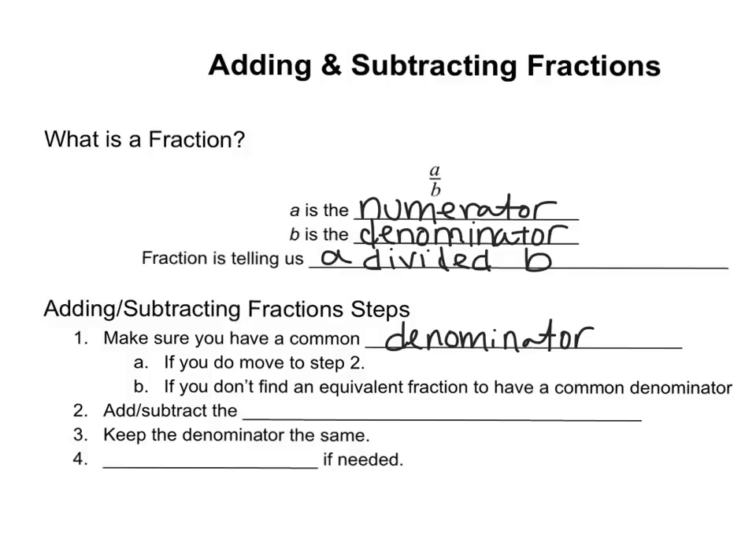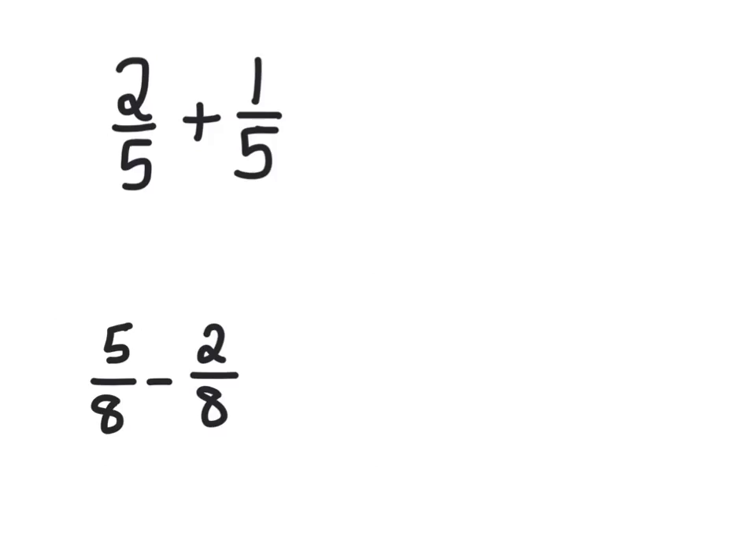Second step is to add or subtract, depending on the problem, the numerators. Third step is to keep the denominators the same. So I add the numerators, subtract the numerators, whatever the problem says, keep the denominator the same, and then I simplify if needed. So let's look at a couple examples.